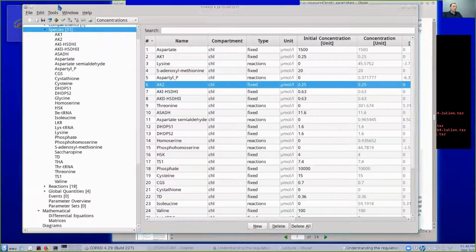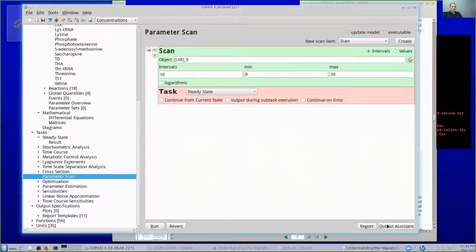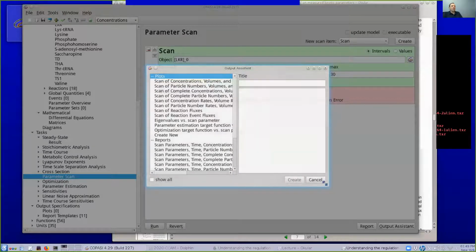So what do I do? I go back to parameter scan, and I select the output assistant, this button here at the bottom. The output assistant gives me a selection of plots that are more or less what you might want to do when you do a scan. There are ways of creating other plots. I will show, or maybe we can talk about later, how to create other plots. There's also one of the video tutorials that shows you how to do arbitrary plots of different kinds.